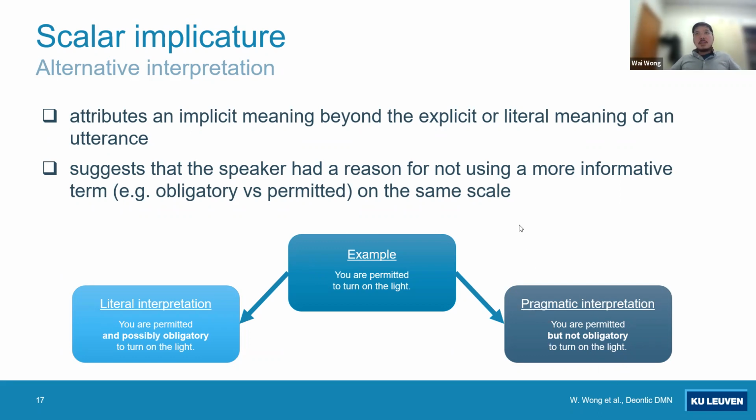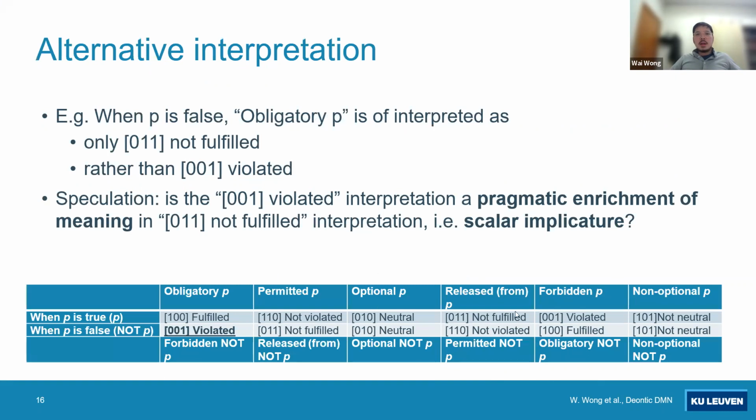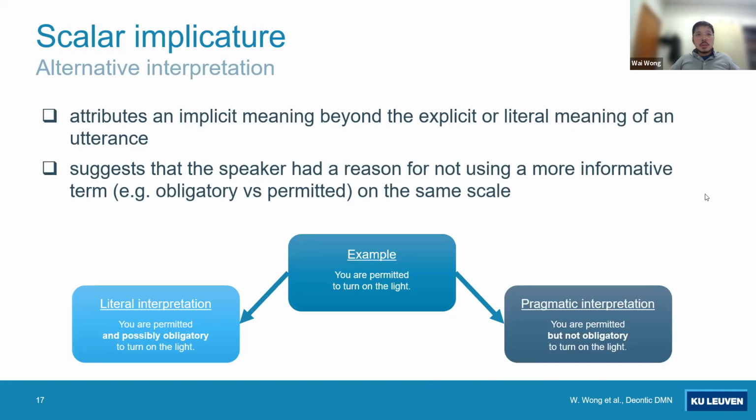That is because we know that if it were obligatory to turn on the light, we would say you are obligated to turn on the light, rather than say you are permitted to turn on the light. By saying you are permitted, we implicitly say that you are not obligated to turn on the light. So that's why we have the pragmatic interpretation here. These are different interpretations, and maybe we can deal with this phenomenon we observe in linguistics as well.